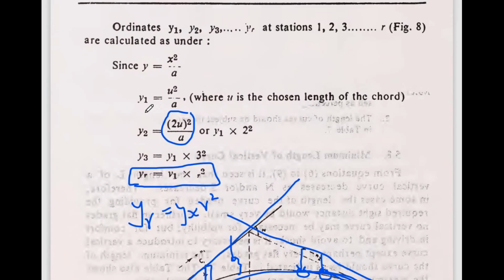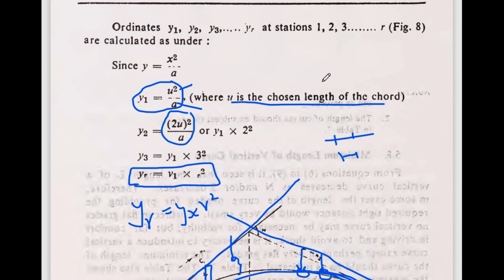So this is the formula for the ordinate. The ordinate at a certain location, y_r, is given by y1 into r square. So what is this y1? This y1 is nothing but our equation of parabola. In the equation of parabola we have u square by a. What is u? U is basically the chosen length of chord. Then how will we calculate the length of chord? We will divide it into equal intervals and we will get the length of the chord. So this is the value of u, and a is the constant whose value is 12 upon n, that we have already calculated in the above part.